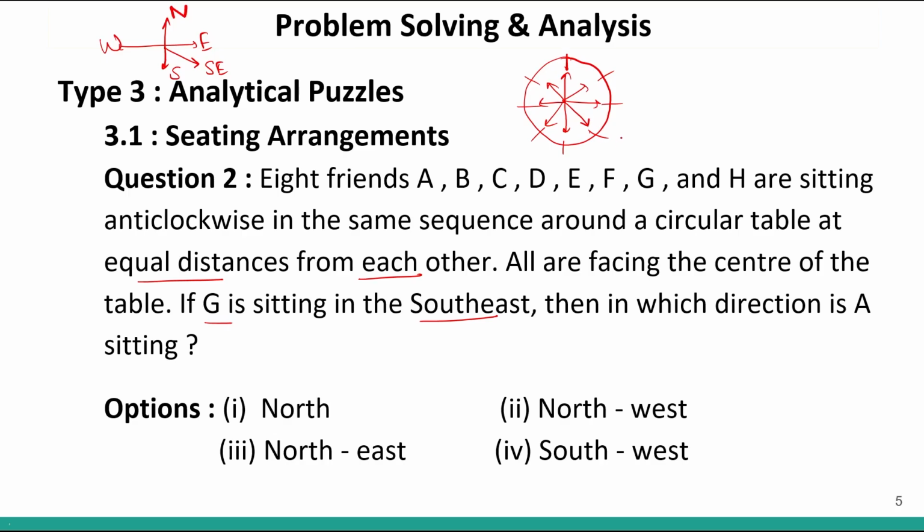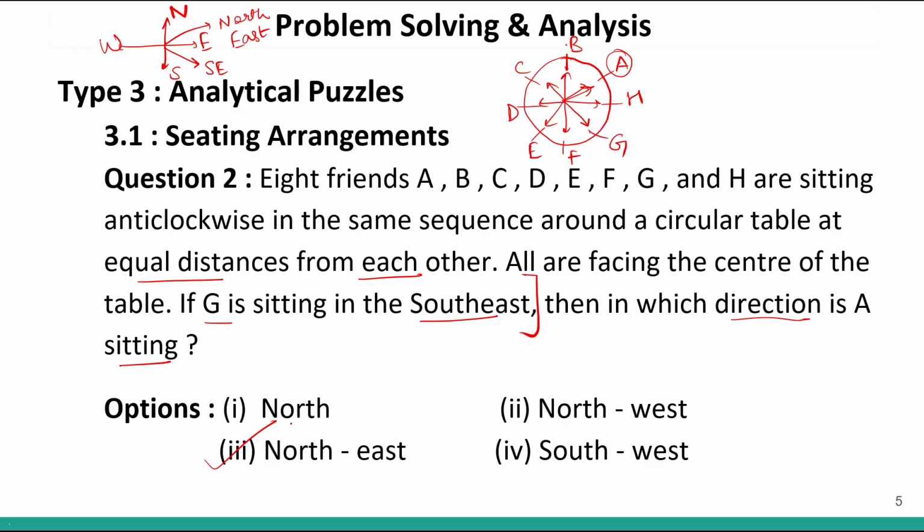So, southeast, G is sitting over here. Anti-clockwise we have to sit, so F, then E, D, C, B, A, and here will be H. So G is sitting southeast, okay, and they are facing inwards, and anti-clockwise they are sitting. So up till here we have satisfied all the conditions. Now we have to find out which direction is A sitting. So A is sitting over here. The direction is clearly this. This direction is called what? Northeast. So the correct answer to this question will be option number 3, northeast.